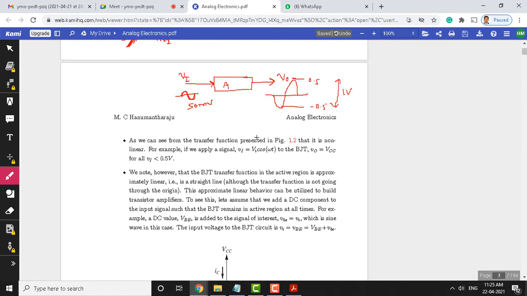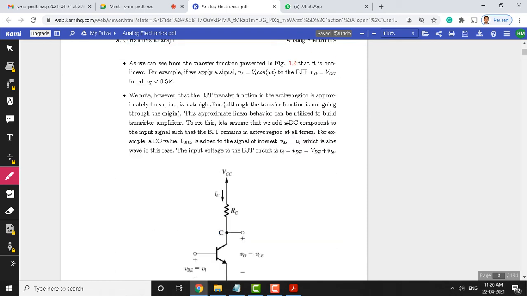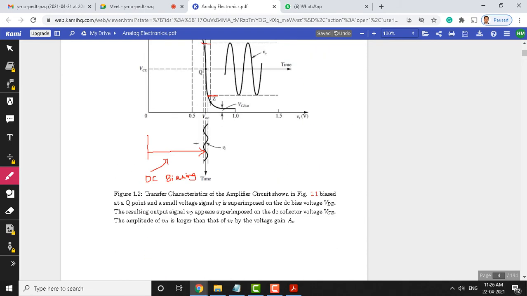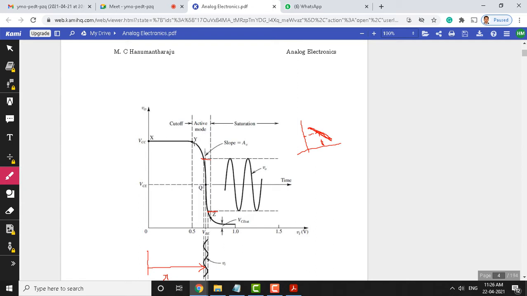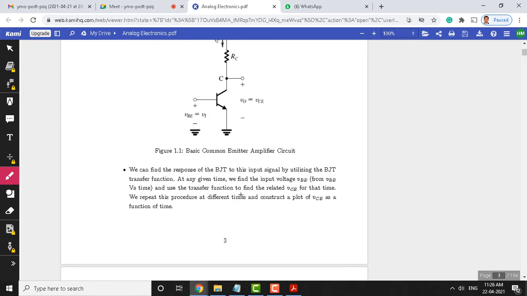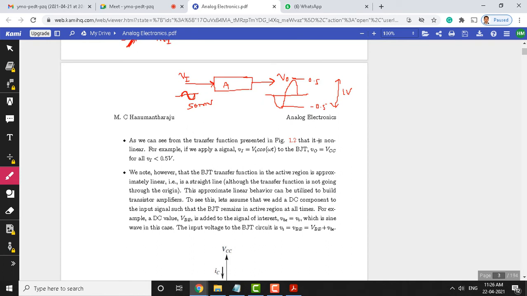So we have conveyed that here. As we can see from the transfer function presented in figure 1.2, this is the transfer function curve of this circuit. The transfer function is nothing but a graph of V naught versus Vi. If you plot practical characteristics, you will get a transfer function something like this. We are not interested in plotting the transfer function of the circuit here, but our intention is to explain how an amplifier behaves when the device exhibits a non-linear transfer function. So from figure 1.2, it is non-linear.